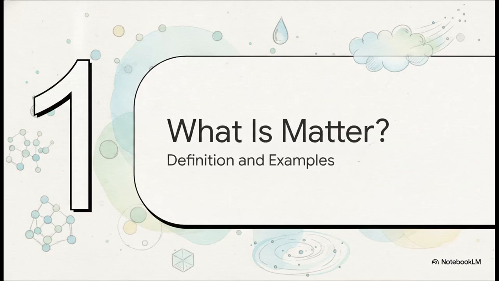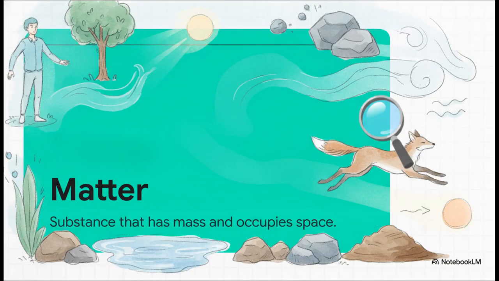What exactly is matter? This right here is the critical foundation for literally everything else we'll discuss today. The golden rule of science is beautifully simple. Matter is defined as anything that has mass and occupies space. That's it. Almost everything in nature is matter.